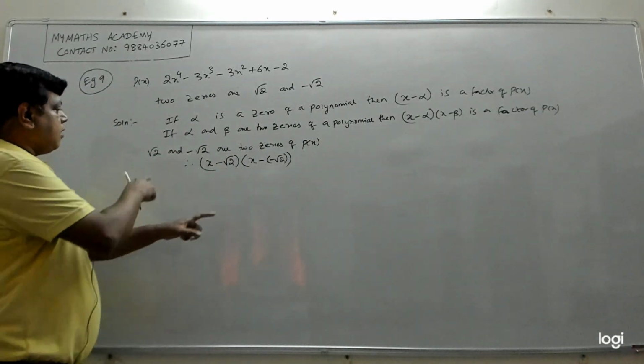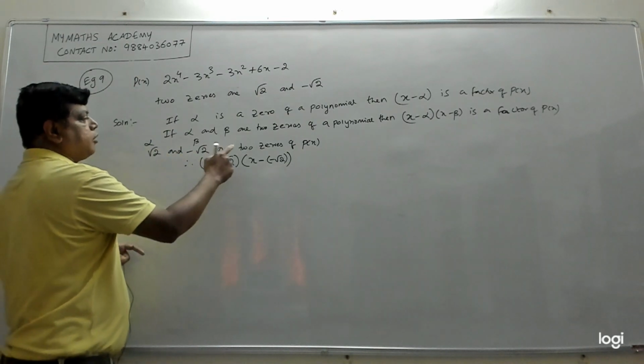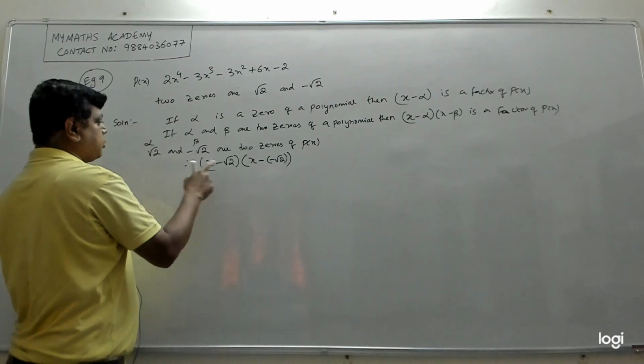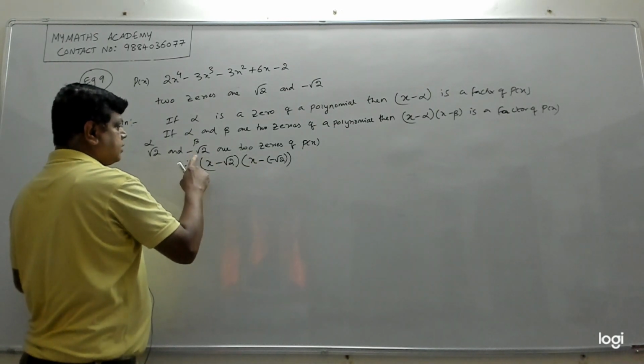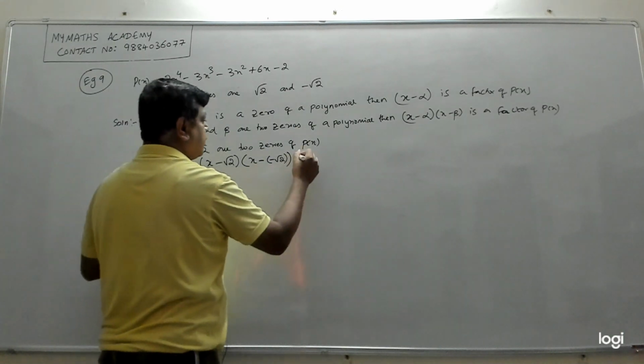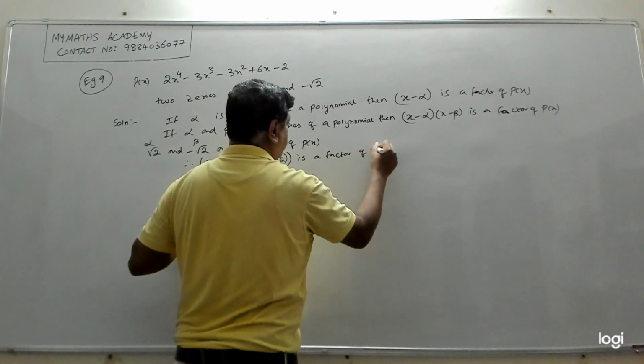So this is alpha, this is beta. Alpha and beta are two zeros. Then I can say x minus alpha, alpha is root 2, into x minus beta, beta is minus root 2. So x minus root 2 into x minus of minus root 2 is a factor of p of x.